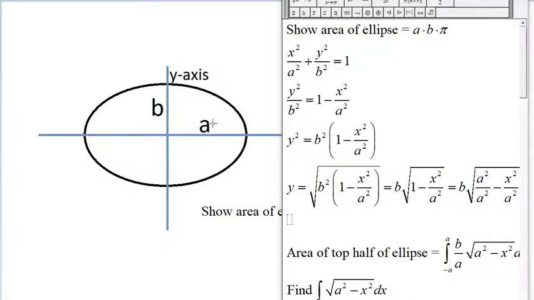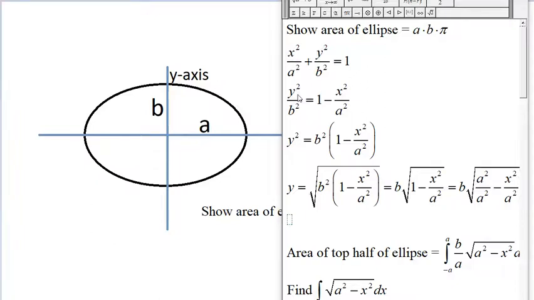For this ellipse, the center will be at the origin, which is (0, 0). And so the equation of the ellipse will be x squared divided by a squared plus y squared divided by b squared equal to 1. This is an ellipse with the major axis parallel to the x-axis, so the equation is of this form. Then let's solve for y.